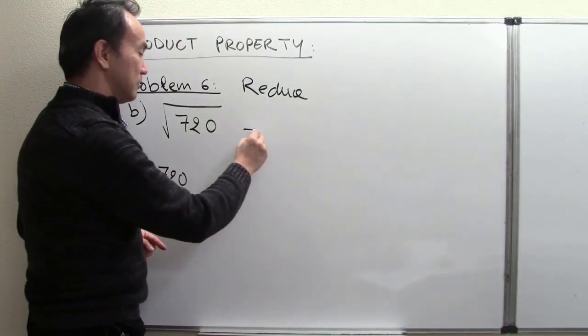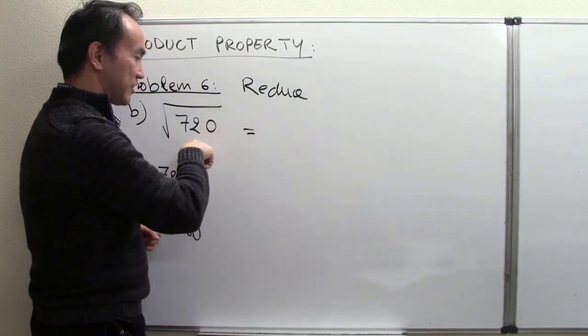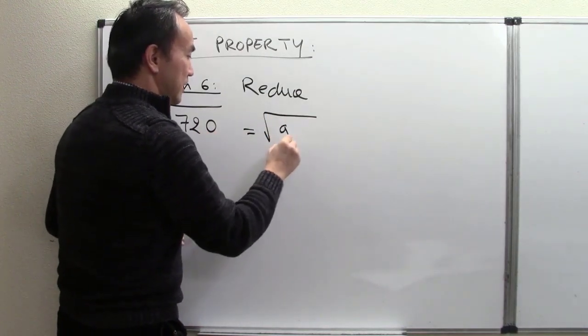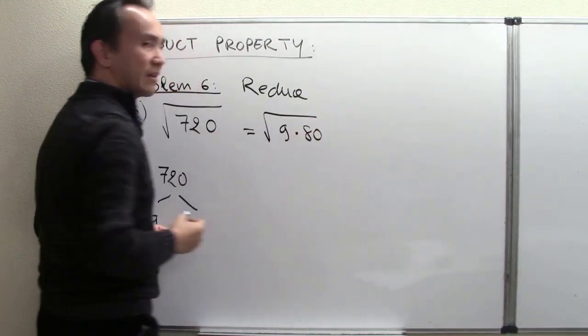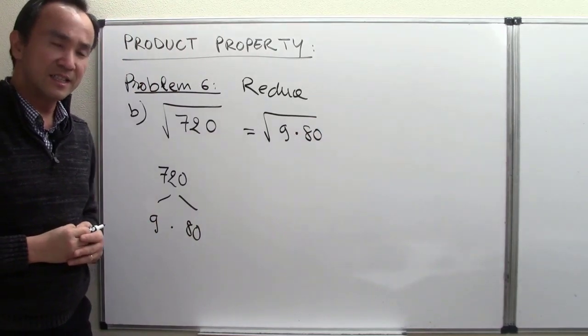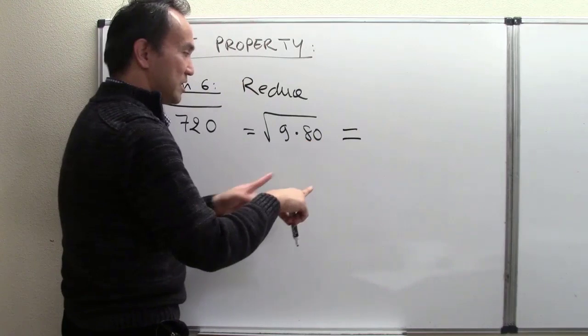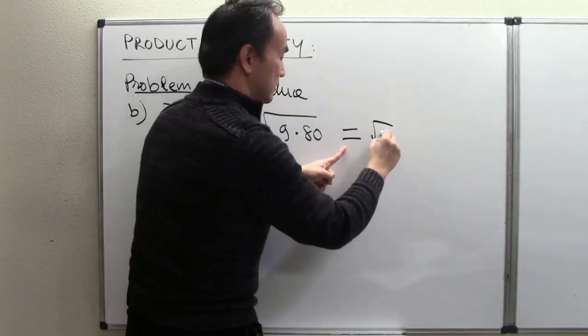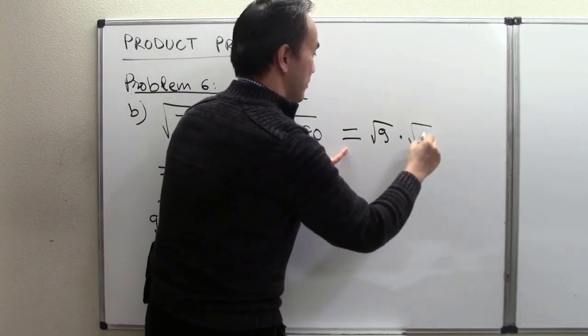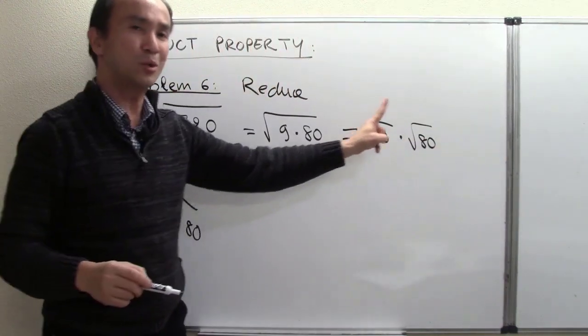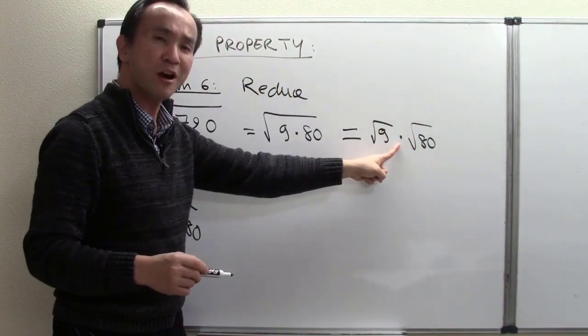So we can re-express this as the square root of 9 times 80. Okay, 9 times 80. And then, technically, I'm saying technically we could have, that will turn into the square root of 9 times the square root of 80, according to the product property.